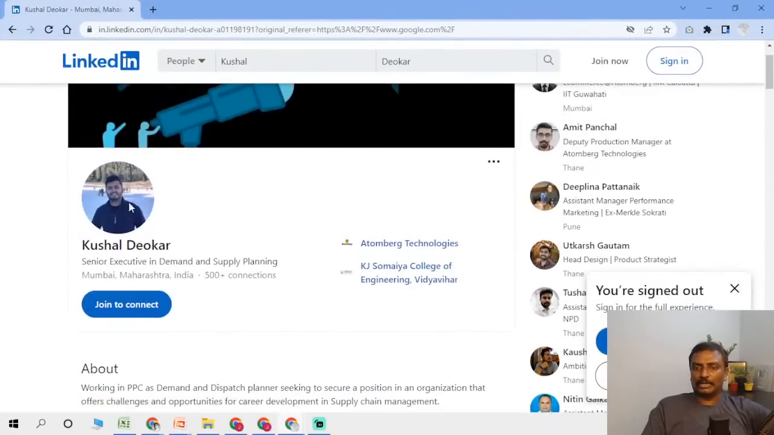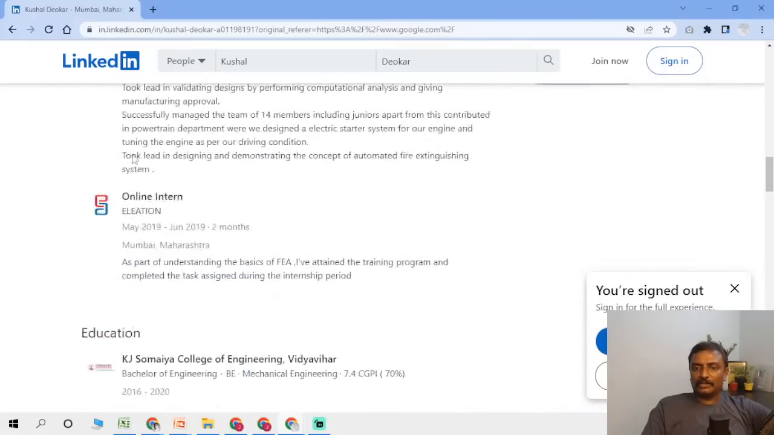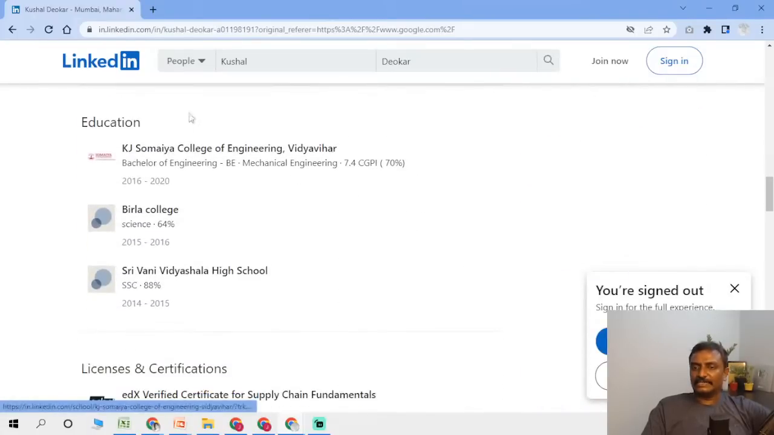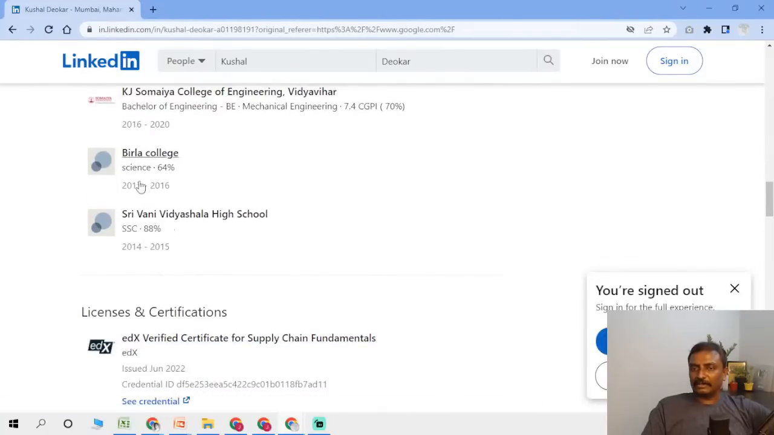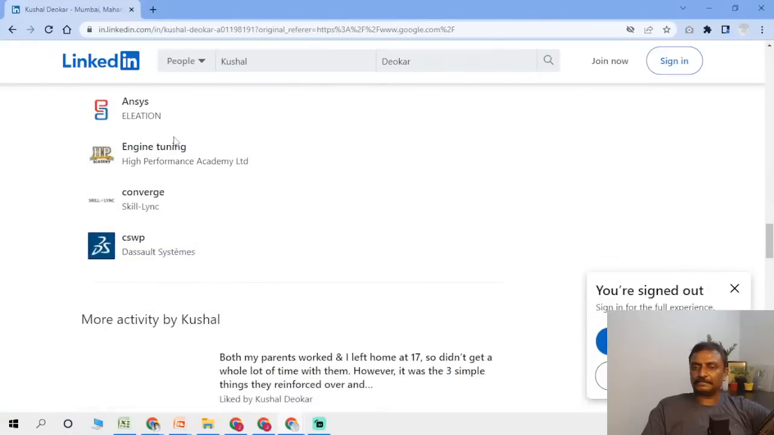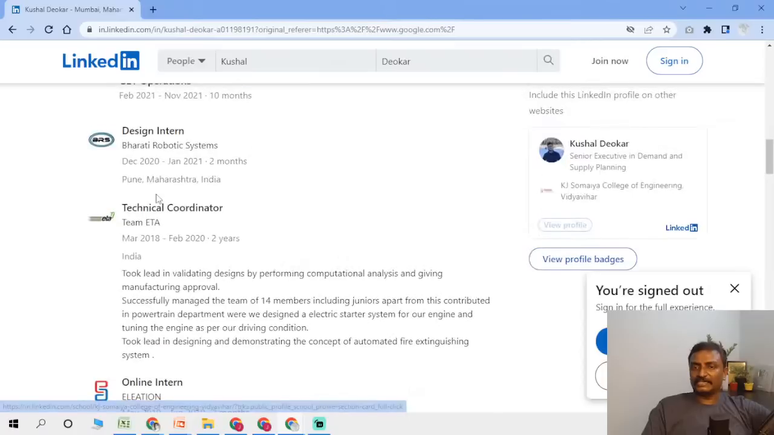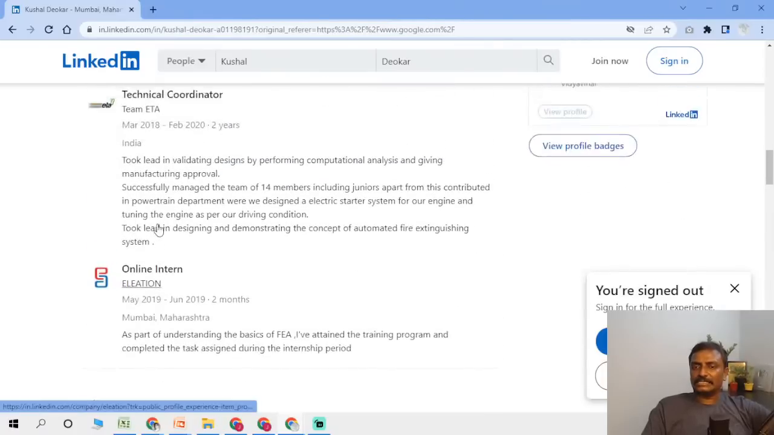What is Kushal like? You check Kushal now, like his studies. He is an engineering guy. He did a Bachelor of Engineering in Mechanical Engineering, from 2016 to 2020. So with this, you can calculate his age, like where he works.